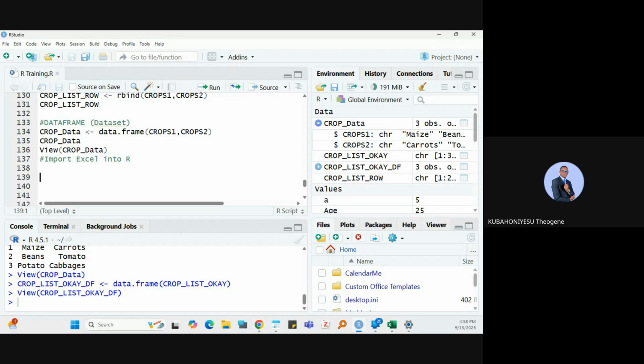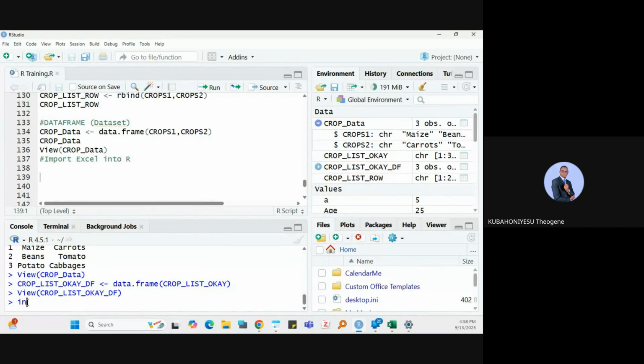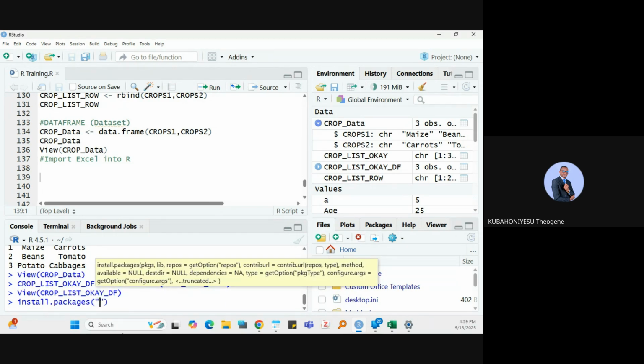Now, how do we install a package? We come to the console and install. There might be ways you can do this: file, install package, and then in quotation you put readxl, because readxl is one of the packages you need for importing an Excel file into R. And please, R can work offline, but when you get to installing packages, you should be online.